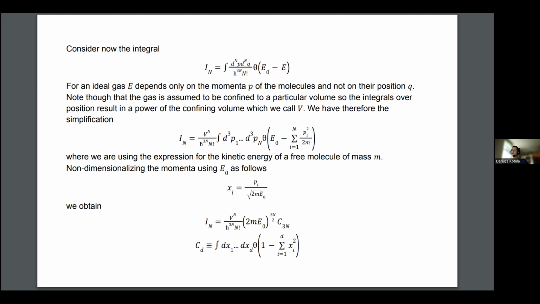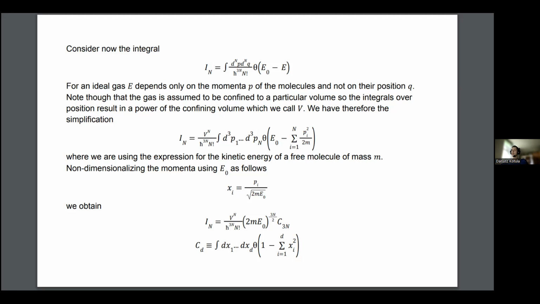We are using the expression for the kinetic energy of a free molecule of mass m. Now we will use non-dimensionalizing the momenta using the mean thermodynamic energy E0. Non-dimensionalizing is the partial or full removal of physical dimensions from an equation involving physical quantities by a suitable substitution of variables. Let's substitute xi so that it is equal to pi over the square root of 2m times E0.